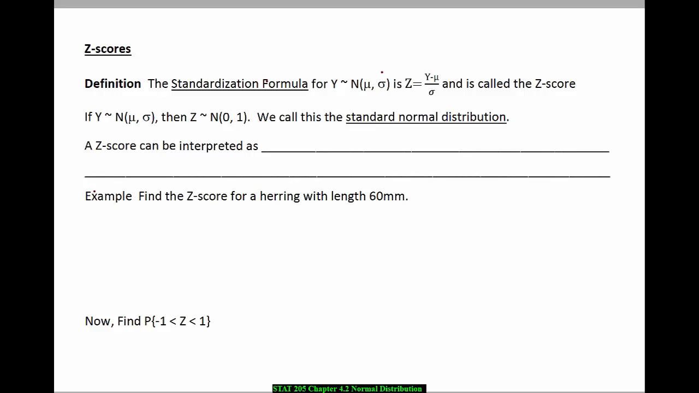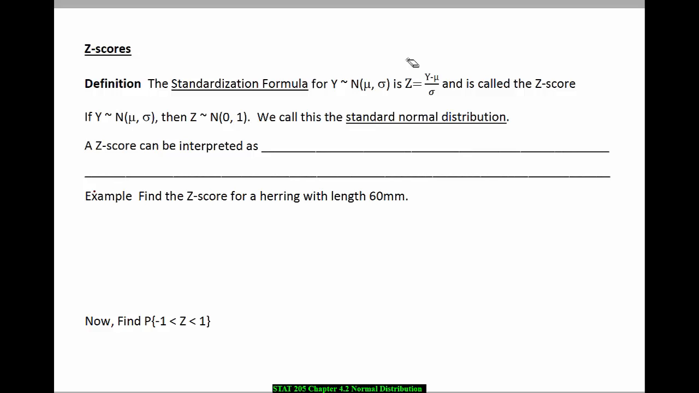The third order of business is to learn about z-scores. The standardization formula for a normal random variable, that is y that's distributed as a normal with some mean mu and standard deviation sigma, is z equals y minus mu divided by sigma. Now the y in there is the observation you want to standardize, and of course the mu and the sigma are the mean and the standard deviation of the normal distribution that the observation came from.